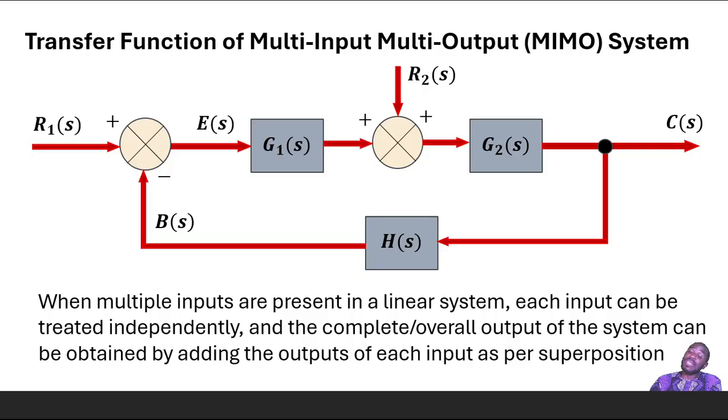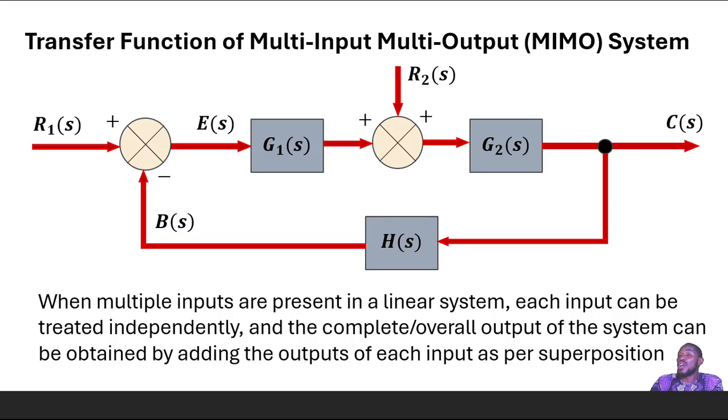Remember I was saying for the system to be linear, it must possess two properties: the property of superposition and the property of homogeneity. The property of superposition says that if you have two inputs to this system, the overall output is going to be an additive sum, a summation of the individual outputs of those inputs if they acted alone on that system. So that's what we're going to apply in finding out the transfer function of the MIMO system.